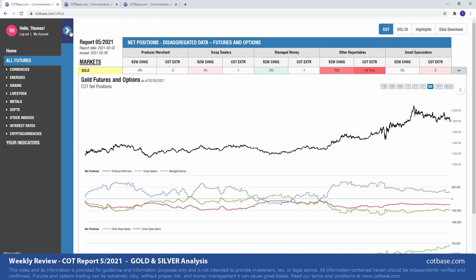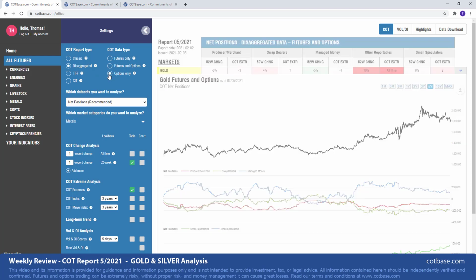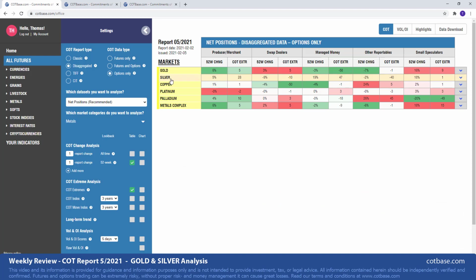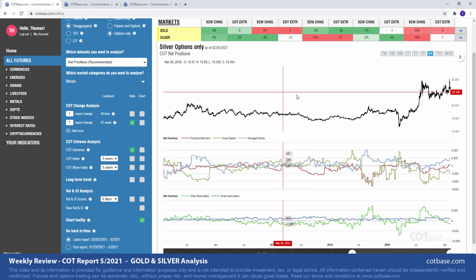So if you want to give us a try and you want to go deeper, maybe look at other markets, you can do it here at COT Base. As you can see, we offer the disaggregated commitments of traders report. We also have, I think what is very unique, and we might as well look at the options only data, if that shows us something interesting or not. This is actually something new for me too.